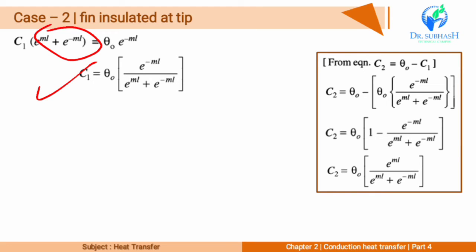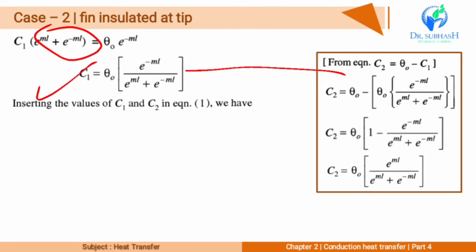How is it? Let us see. C2 is equal to theta 0 minus C1, putting the value of C1 here. So, C2 is equal to theta 0 minus theta 0 into bracket e raised to minus ml divided by e raised to ml plus e raised to minus ml. Take theta 0 common. So, we get C2 is equal to theta 0 inside the bracket 1 minus e raised to minus ml divided by e raised to ml plus e raised to minus ml. By LCM and solving this bracket, we get C2 is equal to theta 0 into the bracket e raised to ml divided by e raised to ml plus e raised to minus ml.